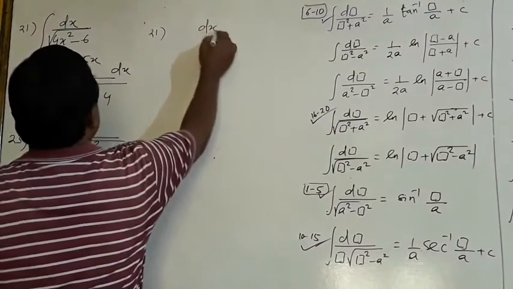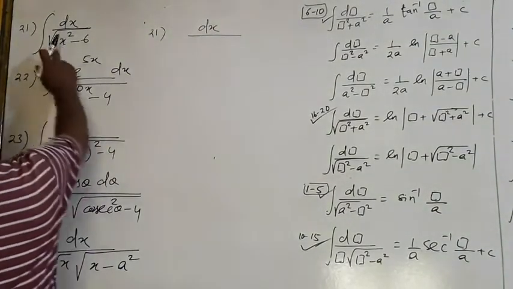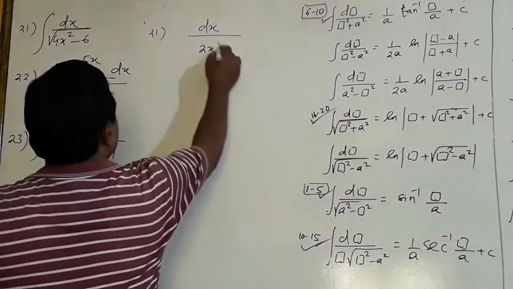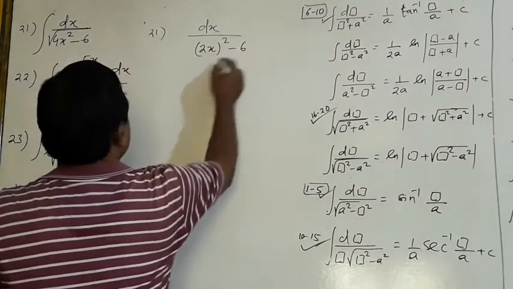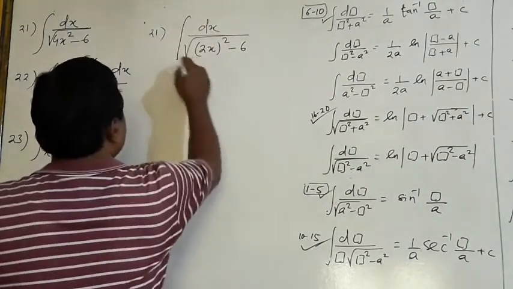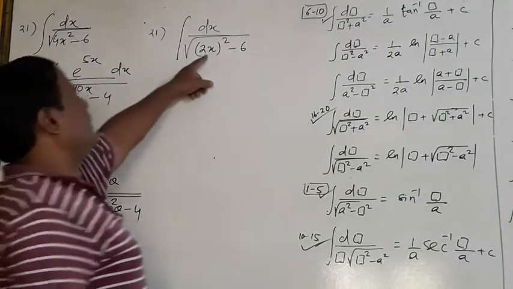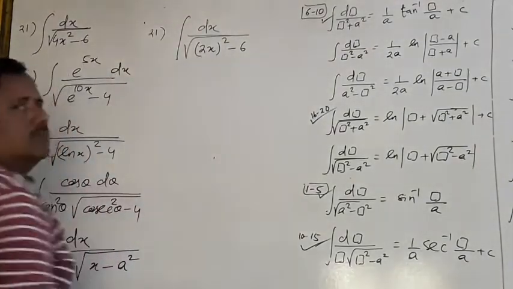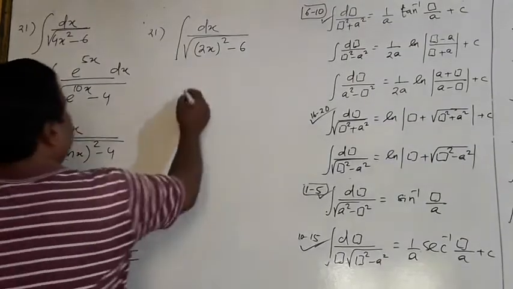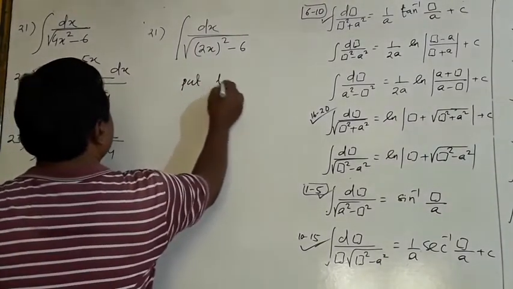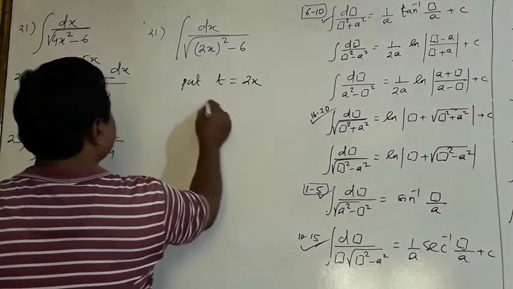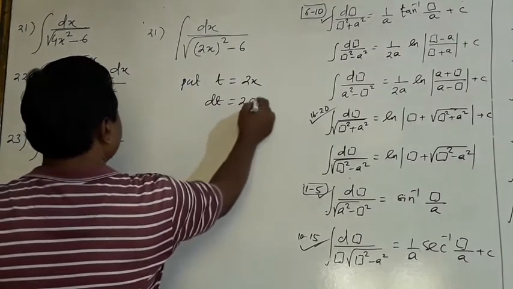It is dx by 4x square. If it is 4x, whose square is this? It is 2x whole square minus 6 root over. And you have to put t is equal to 2x, because put t is equal to what? 2x. dt is equal to 2 dx.